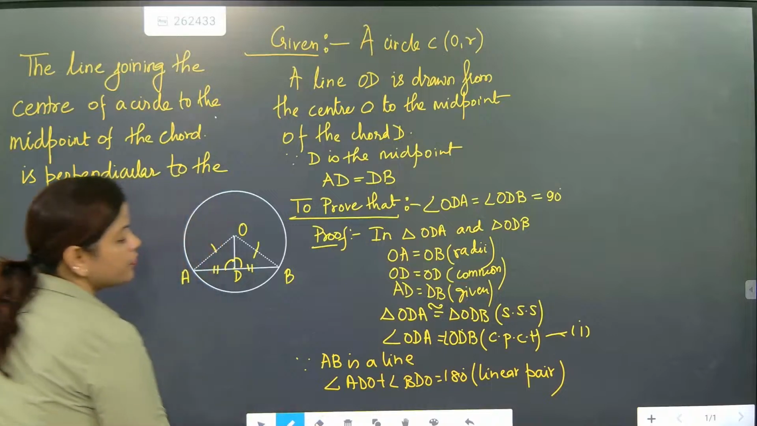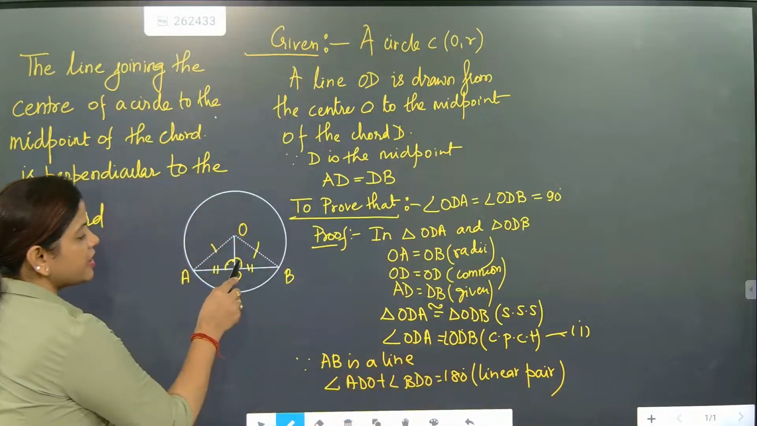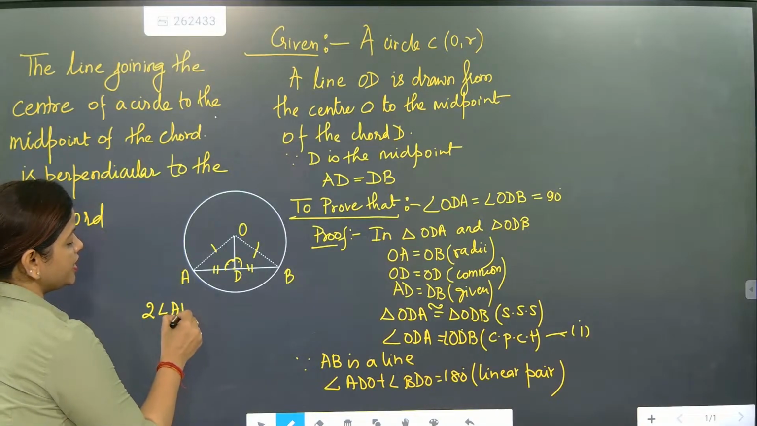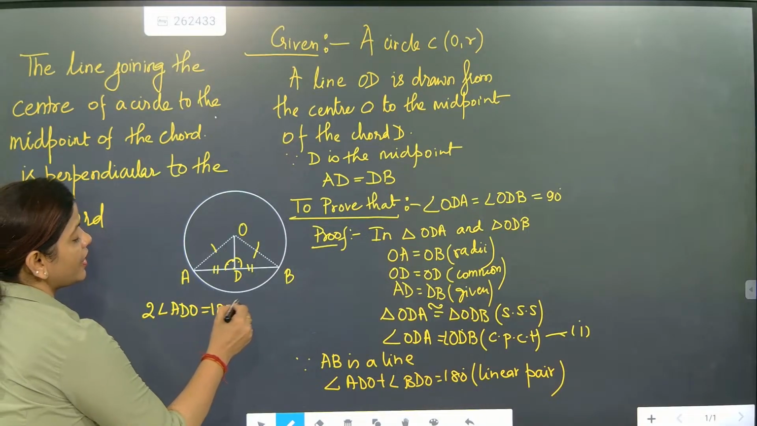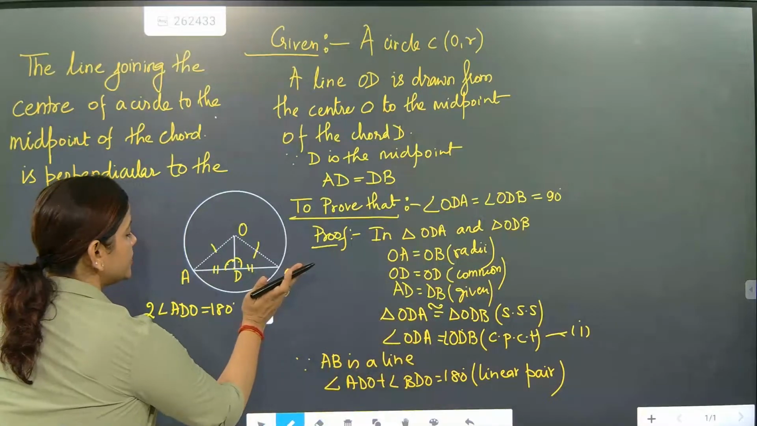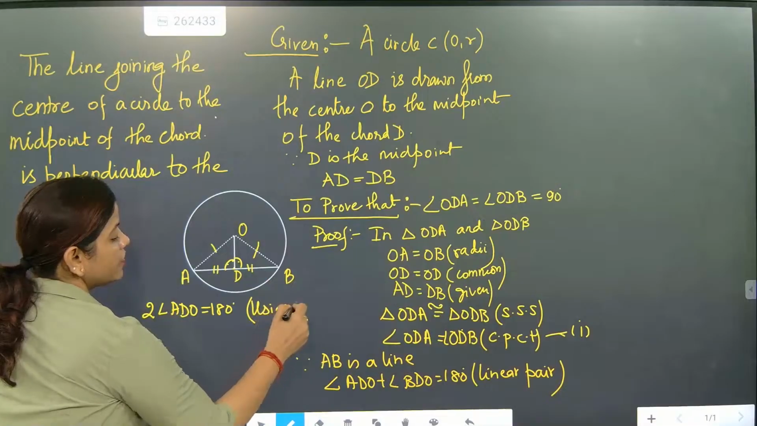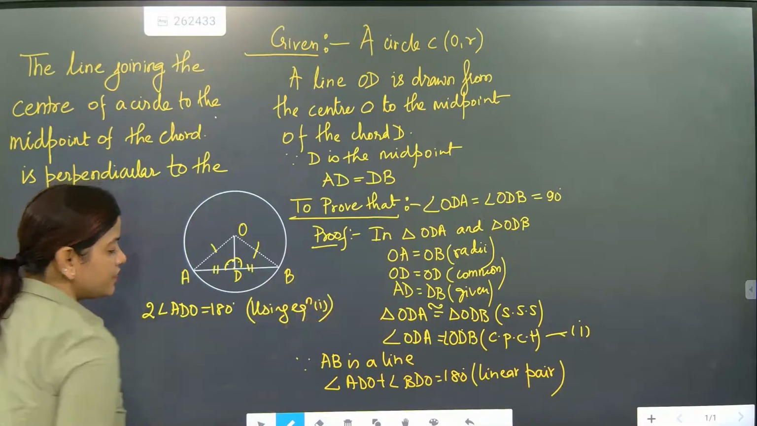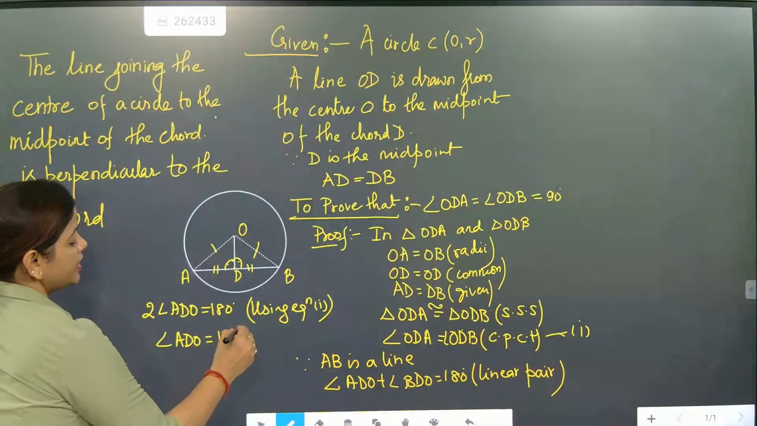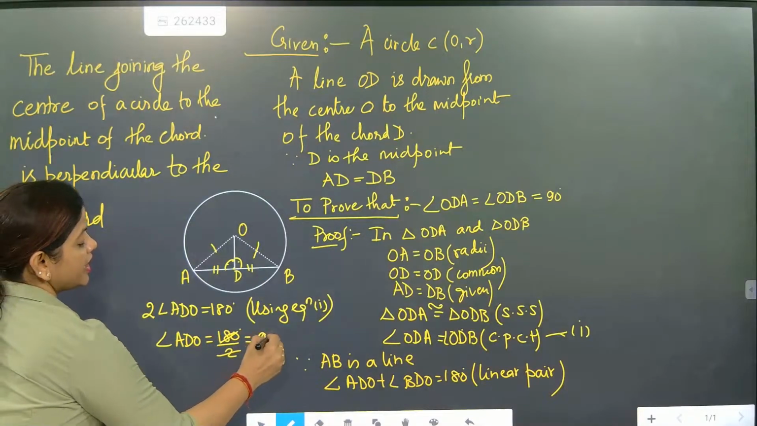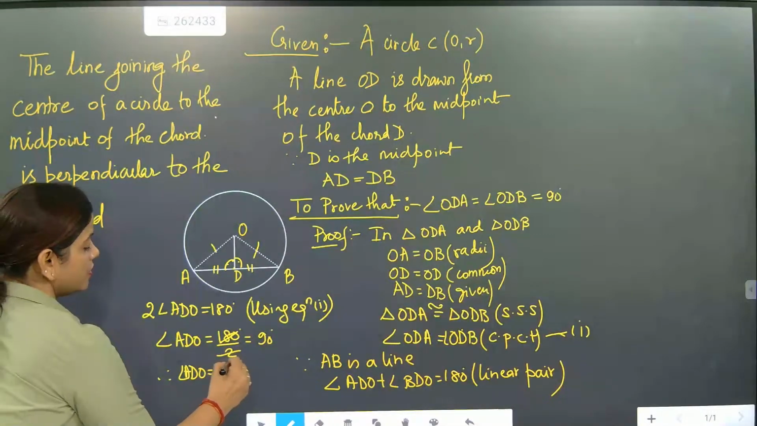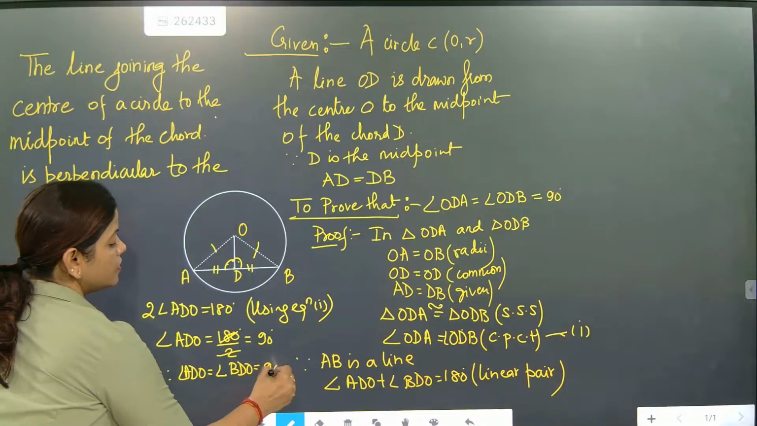Now, beta, already we have proved ODA is equal to ODB. This angle is equal to this angle. So, what will we write? 2 times angle ADO is equal to 180 degrees. Why, beta? Because using equation 1. Are you understanding how to proceed with geometry? So beta, angle ADO will be equal to 180 degrees divided by 2. It is coming as 90 degrees. Therefore, angle ADO equals angle BDO equals 90 degrees.